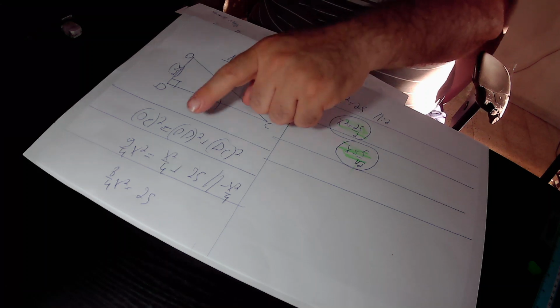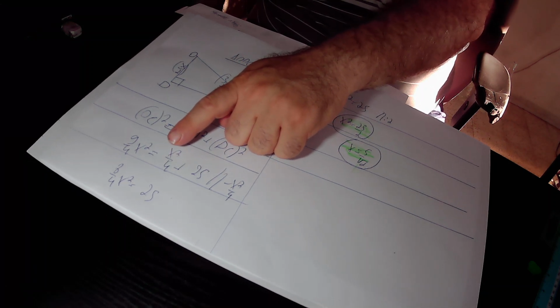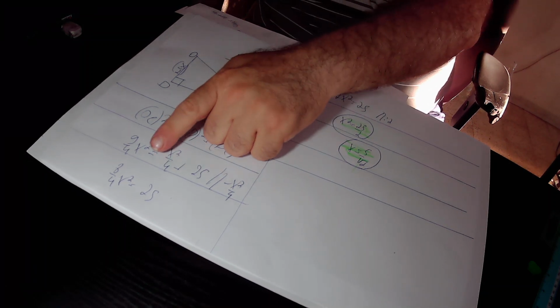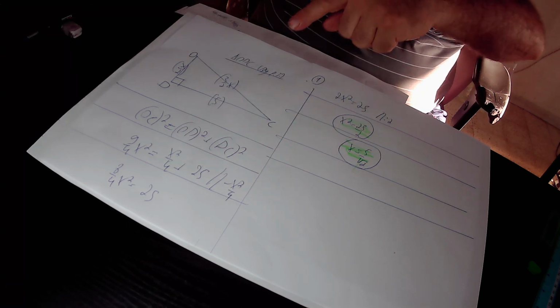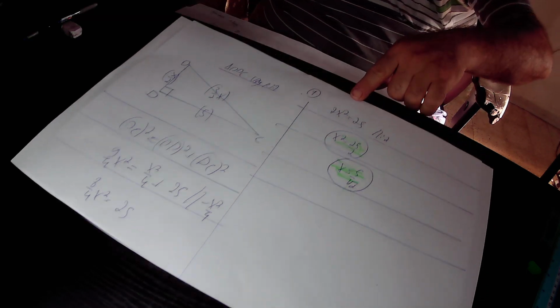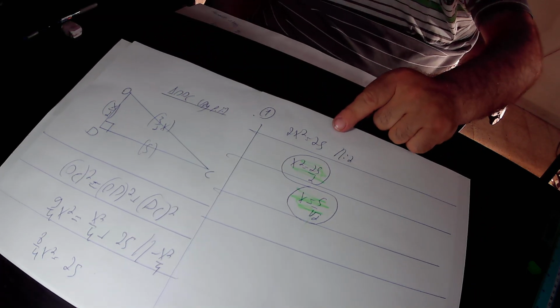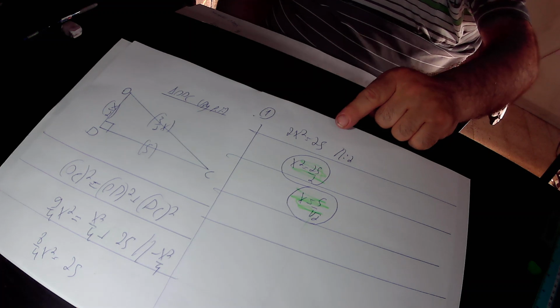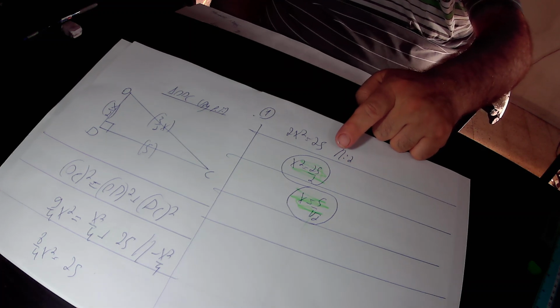So we found out that 8 quarters times x square equals 25. 8 over 4 is 2, so this expression equals 2x square, so 2x square equals 25. Here we divided this equation by 2 and finally found out that x squared equals 25 over 2.